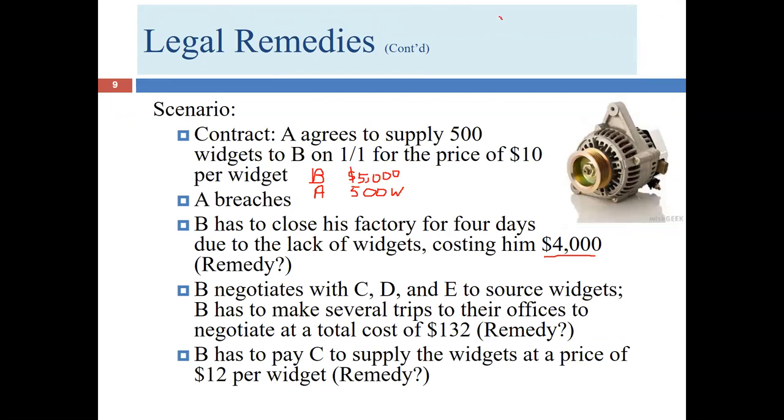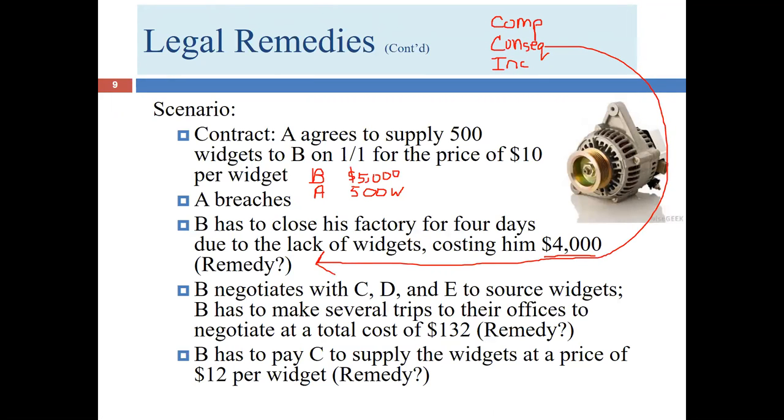So let's just list our choices. We have compensatory, I'm going to abbreviate it with comp, consequential, and we have incidental. Okay, this sounds like a consequential damage. So we're going to put this right here.